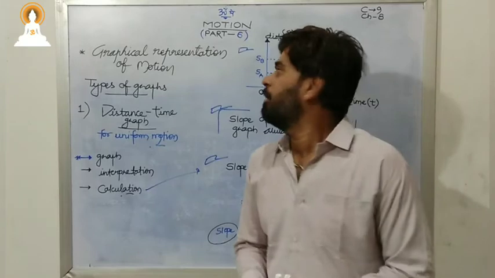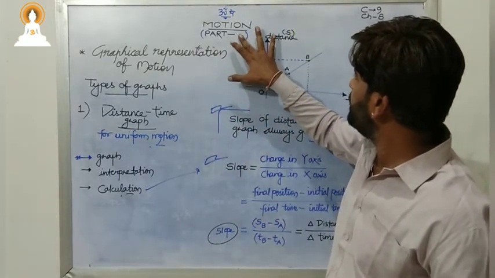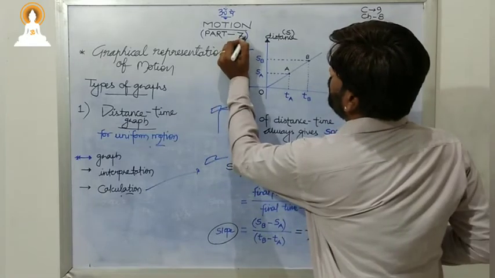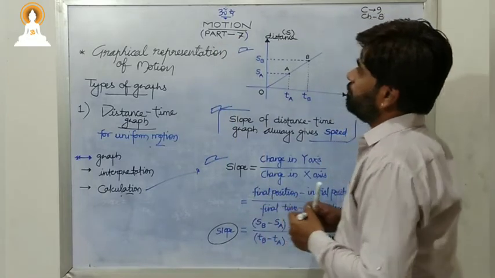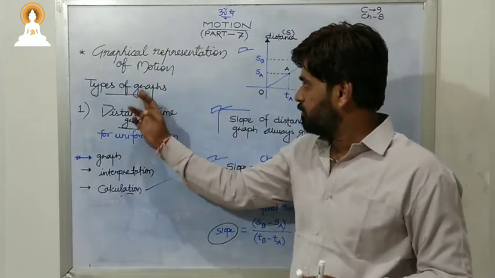Hello students. So we have completed part 6. That was the detailed study of slope. Now we are beginning with part number 7, in which we are going to discuss types of graphs.